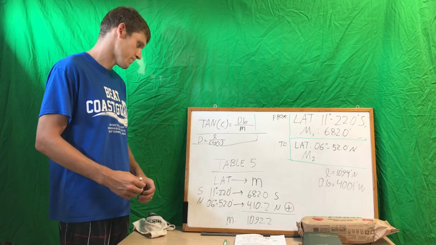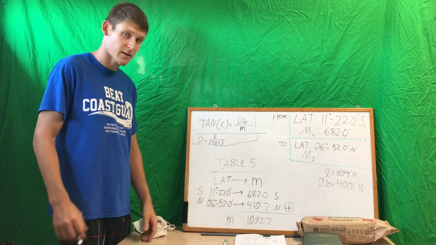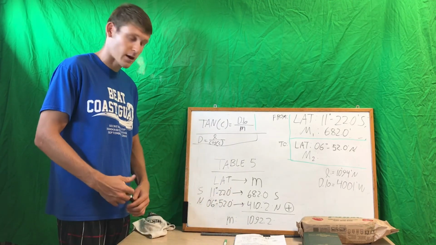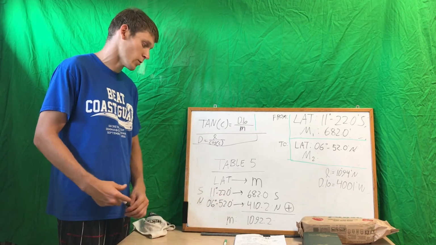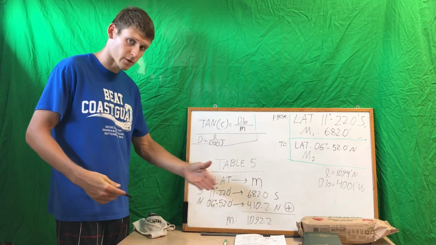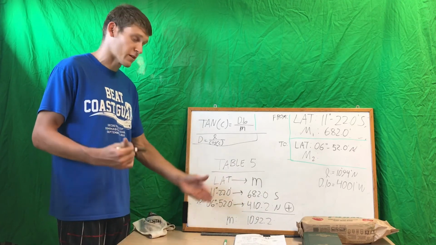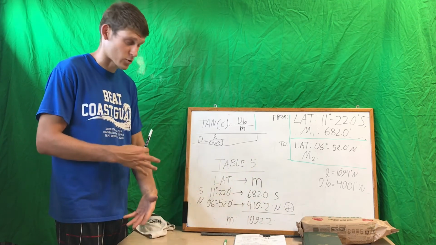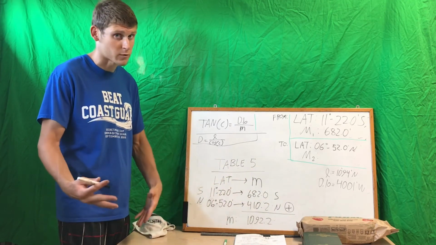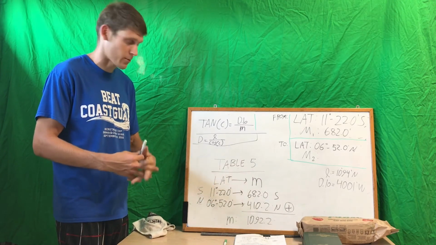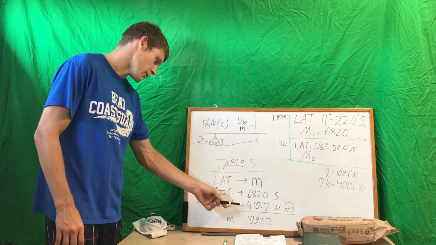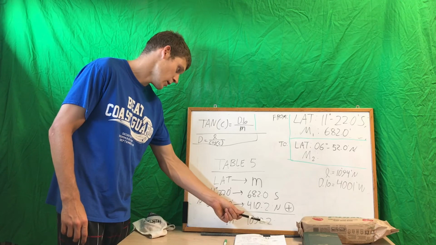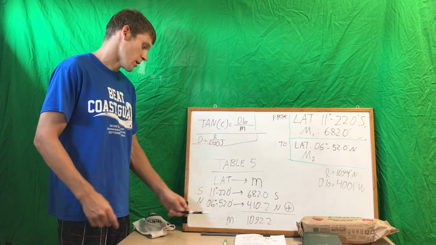Now what we have to do is the exact same thing that we did for latitude. We got one meridian part from the south and one meridian part distance from the north. So since they're different latitudes, we add them together. If they were the same latitudes, both north, we would subtract them. If they were both south, we would subtract them. But one's south and one's north, so we add these parts together. When you add your meridian parts, you get 1092.2. And that is your M.